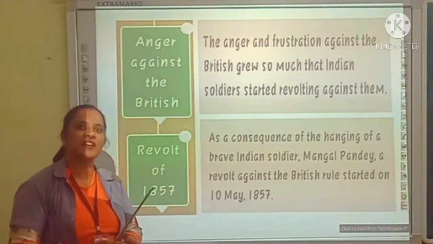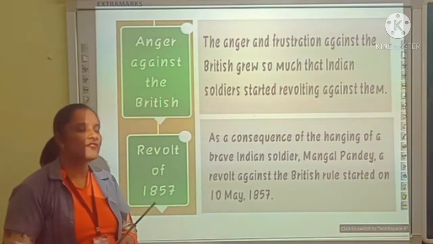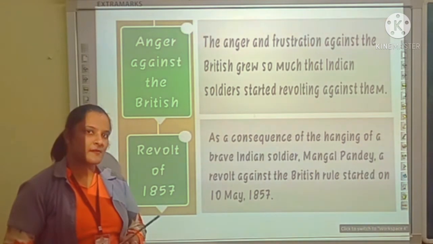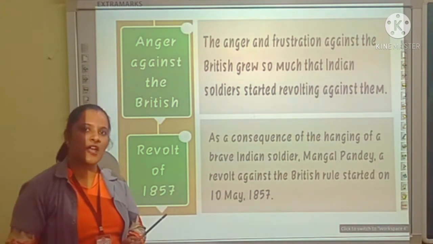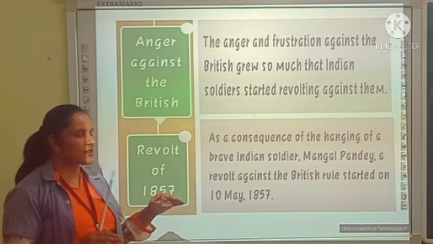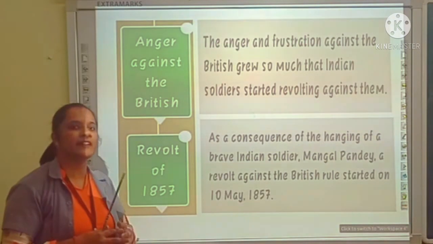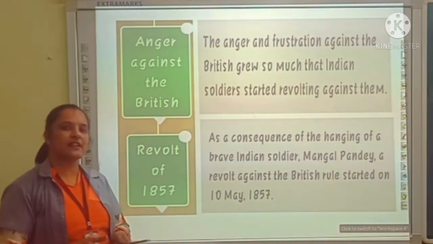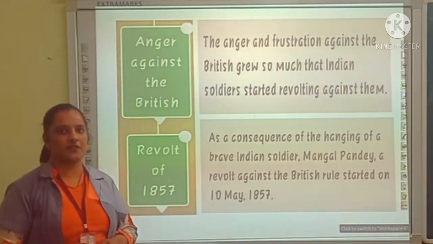So to Hindus, cows are sacred. We worship the cow. And for the Muslims, the pig is considered unclean. Both Hindus and Muslims were getting very angry at the British. So they started revolting against the British.